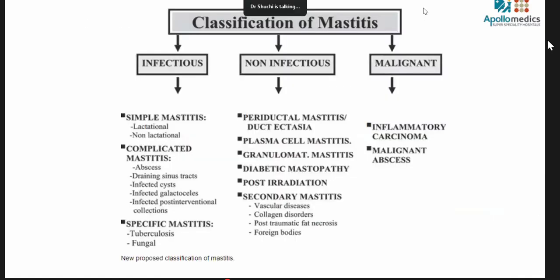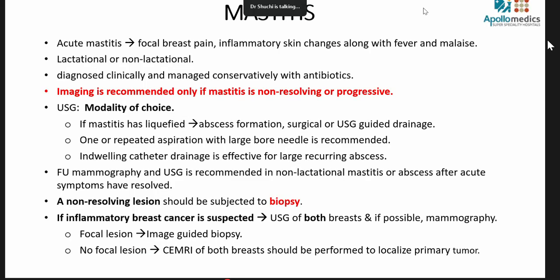The most common cause of mastalgia is mastitis. Mastitis, just one or two slides about this. Infectious, non-infectious, malignant. Infectious, you can have simple mastitis, complicated mastitis, specific ones like tubercular and fungal. Non-infectious: periductal, plasma cell, granulomatous, diabetic, post-irradiation, secondary mastitis, secondary to vascular disease, collagen disorders, foreign bodies, post-traumatic fat necrosis. And then malignant: inflammatory carcinoma or malignant abscess. This is the new proposed classification for mastitis.